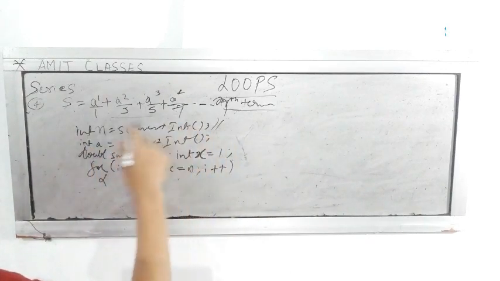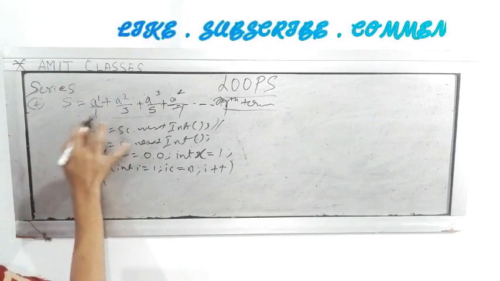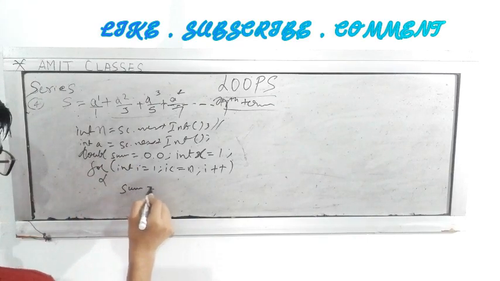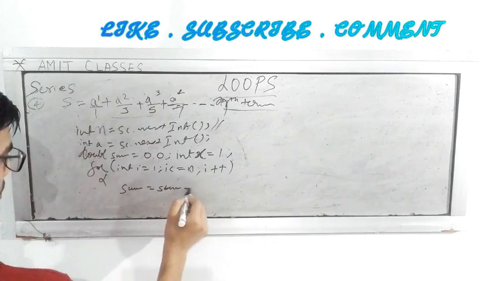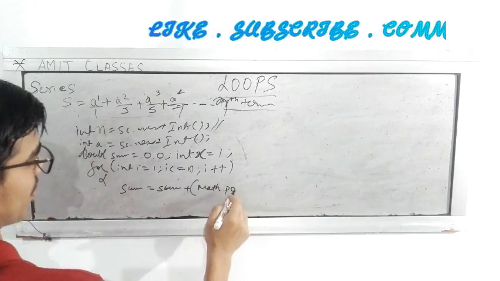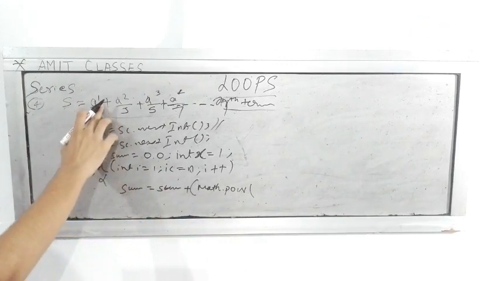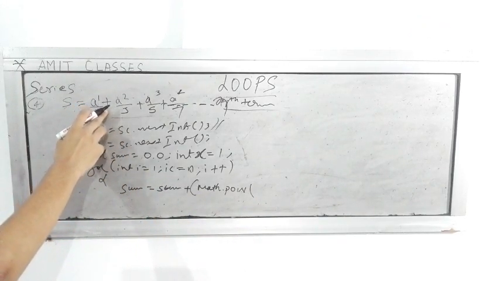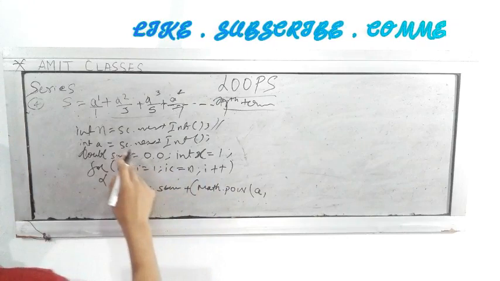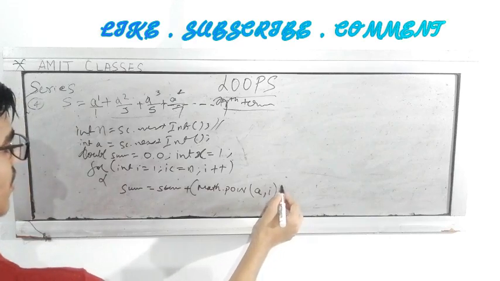We have written sum in double, so sum is equal to sum plus Math dot pow, because there is a power, A to the power 1. What is A? A we have taken here as input, and the exponent is the I which is going inside the loop.